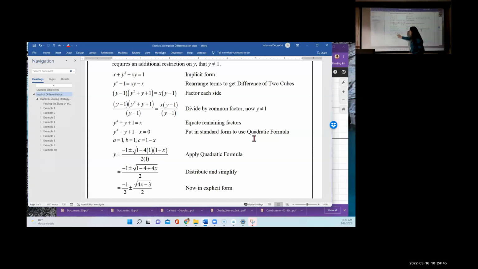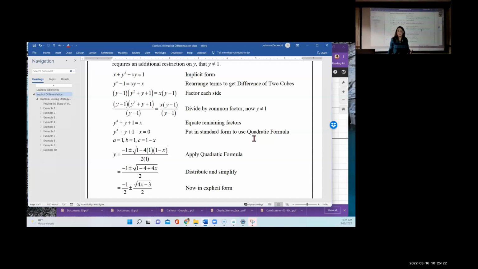Then we apply the quadratic formula, the opposite of b plus or minus the square root of b squared minus 4 times a times c, all divided by 2a. When we simplify what's under the radical, we end up with this final expression down here, which I've split into 2 fractions. This now is an explicit formula because I have y equals on the left and something only involving x on the right. This is explicit. The original was implicit. But this was a tremendous amount of work.